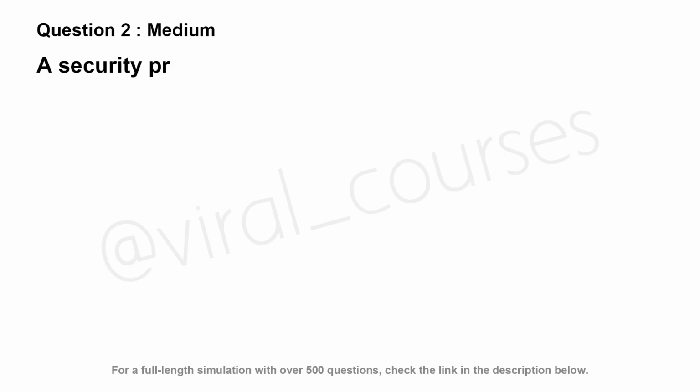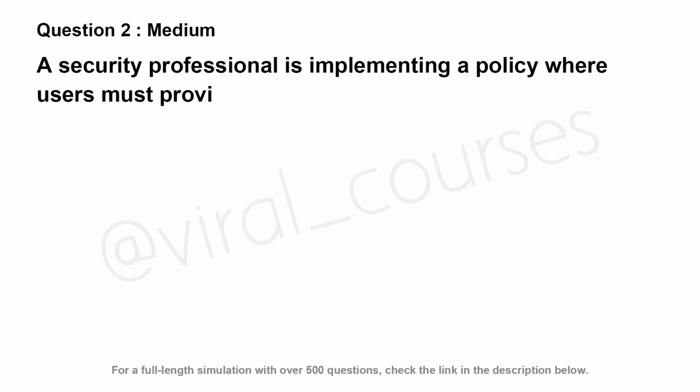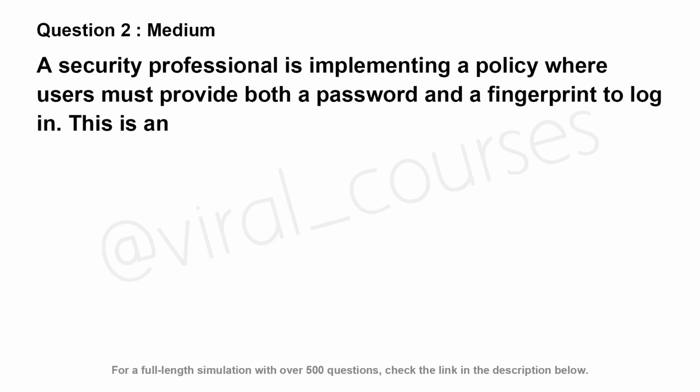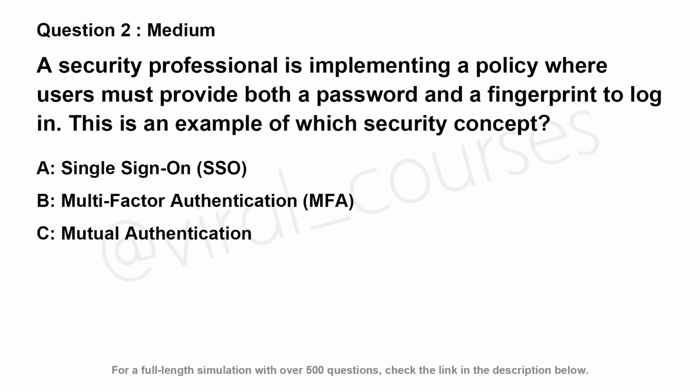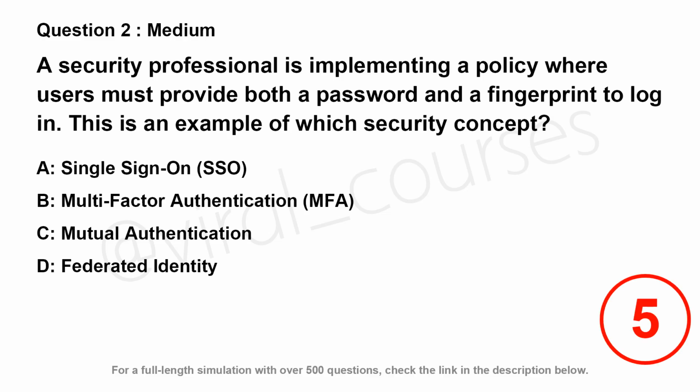A security professional is implementing a policy where users must provide both a password and a fingerprint to log in. This is an example of which security concept? Option A, single sign-on, SSO. Option B, multi-factor authentication, MFA. Option C, mutual authentication. Option D, federated identity.